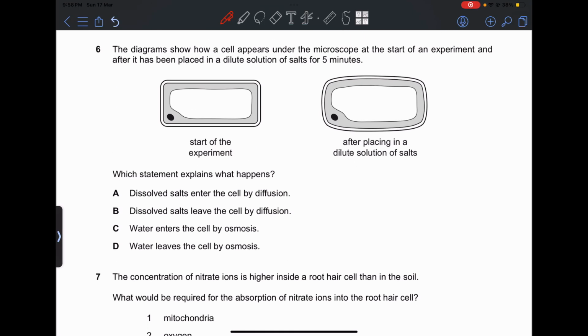6. The diagrams show how a cell appears under the microscope at the start of an experiment and after it has been placed in a dilute solution of salts for 5 minutes. Which explains what happens? So over here we can see that the size of the cell has increased. This is because of the water. We know it moves by osmosis from high water potential to low water potential. So of course dilute water has higher water potential than in the cell. So the water has entered by osmosis. So our answer is going to be C.